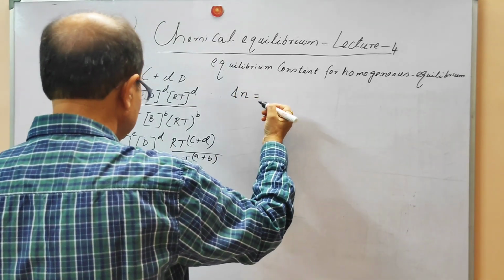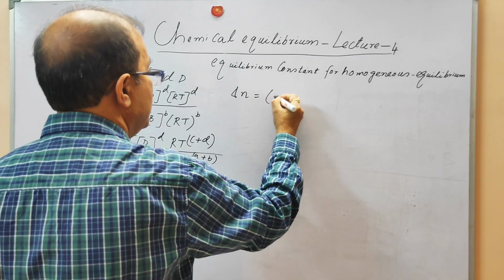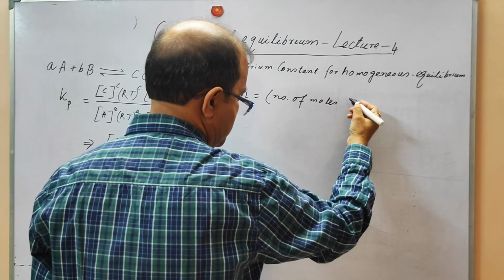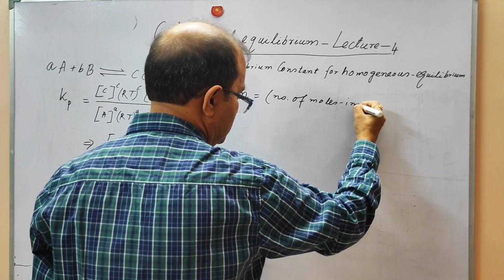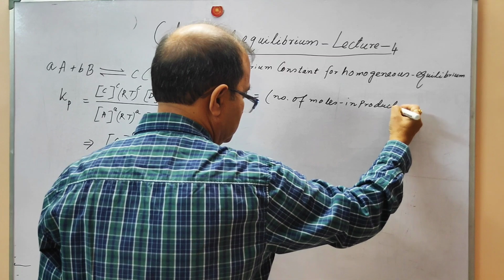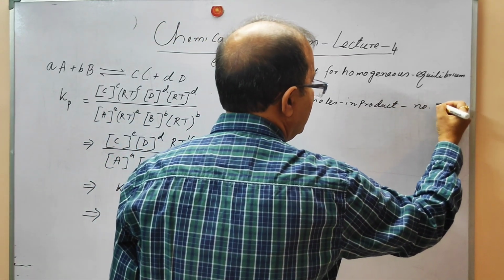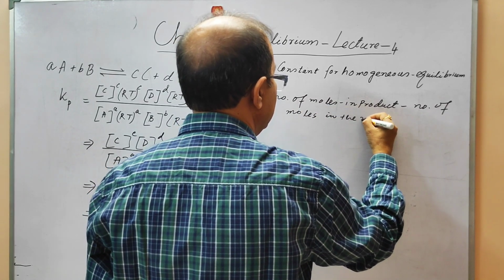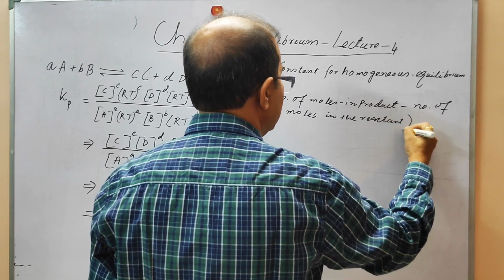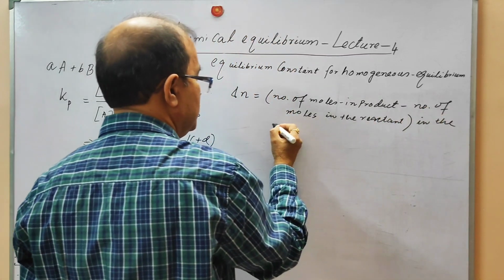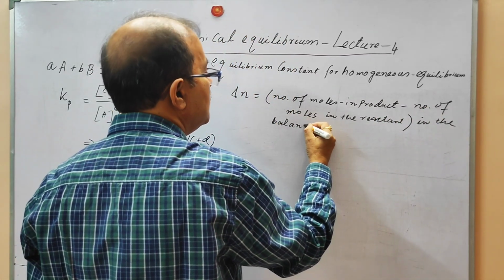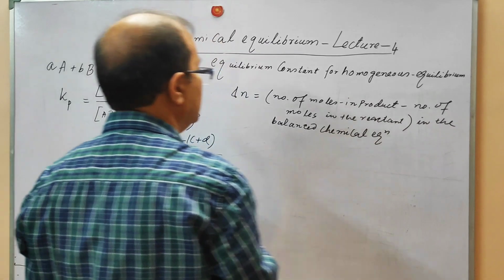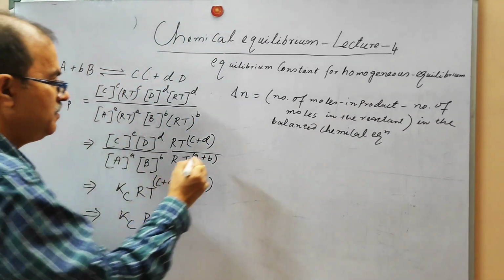where del n is given by this, that is number of moles in the product minus number of moles in the reactant in the balanced chemical equation. So this is done.